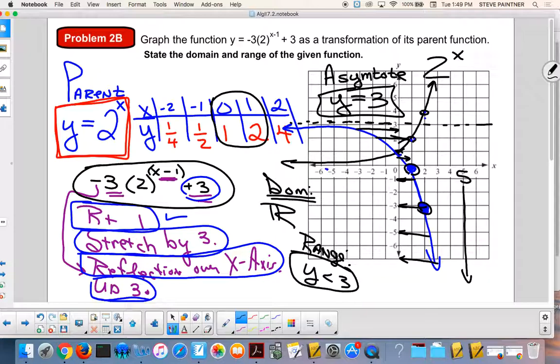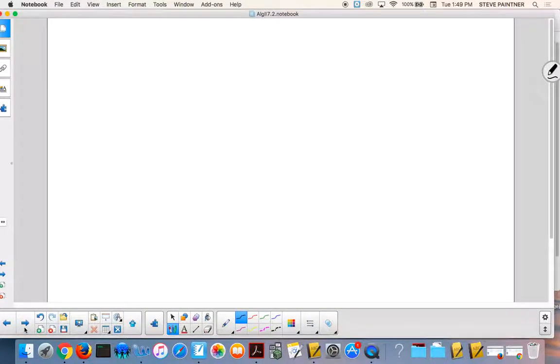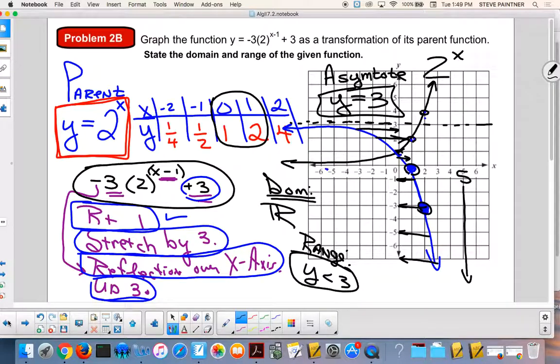You got to put a number in, subtract 1, raise 2 to that power, take your answer times -3, then add 3 to get your y out. It's a lot of work. Either way you do it, it's kind of a lot of work. This is very visual. If you're good at visualizing the transformations, this isn't too hard. But some of us just aren't that good at it. So maybe making a table is your best bet.